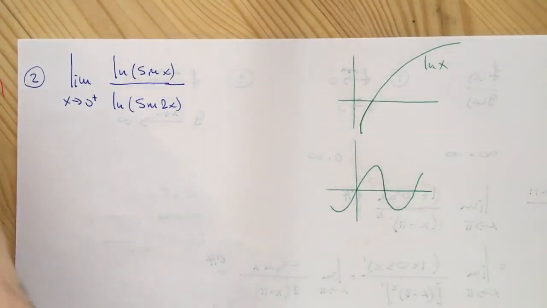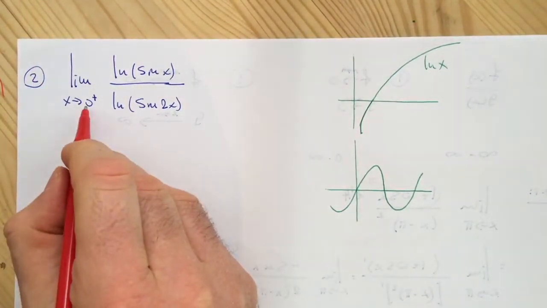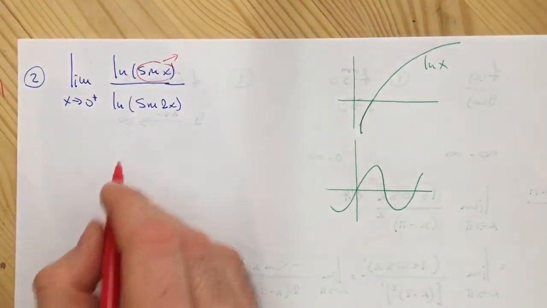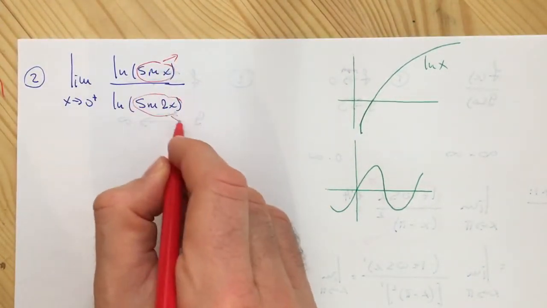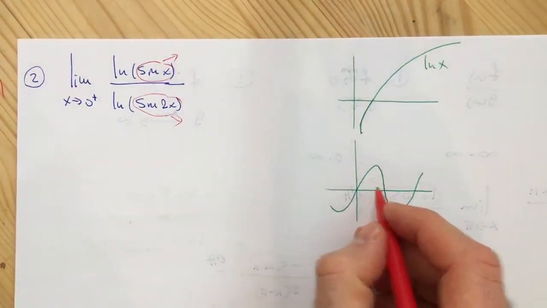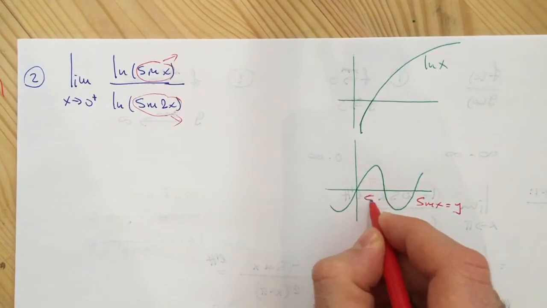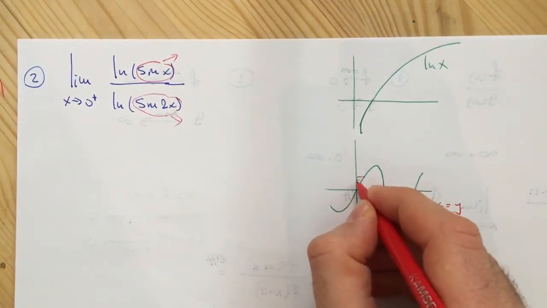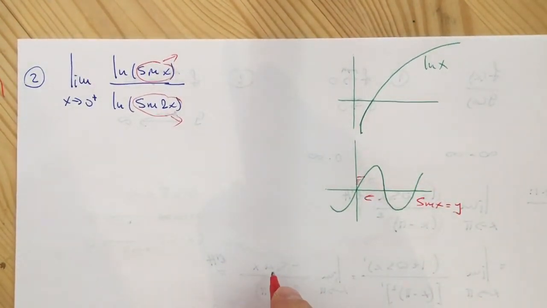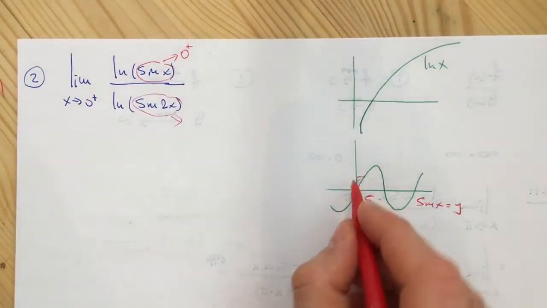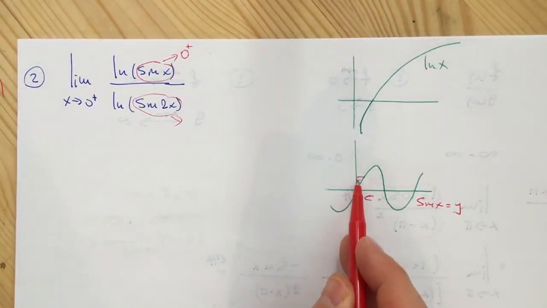So what happens first? First, I'm approaching 0 from the right. What happens to sine of x? And by the same logic, the same thing will happen to sine of 2x. As I'm approaching 0 from the right, obviously sine of x goes to 0, but also from the right side, right? You see all the values that this function is obtaining are positive. Although they're going to 0, they're positive.